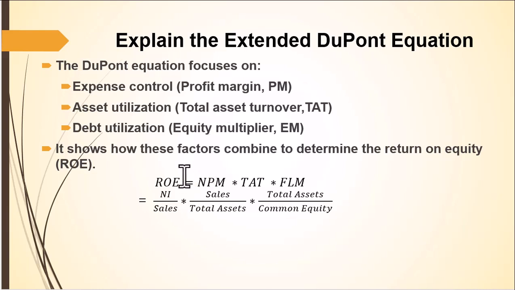So how this works together, the return on equity equals the net profit margin times total asset turnover times the financial leverage multiplier. And you can see here how this works. Net income divided by sales times sales divided by total assets. Sales divides out. Total assets divides out. So in the end, this is net income divided by common equity.